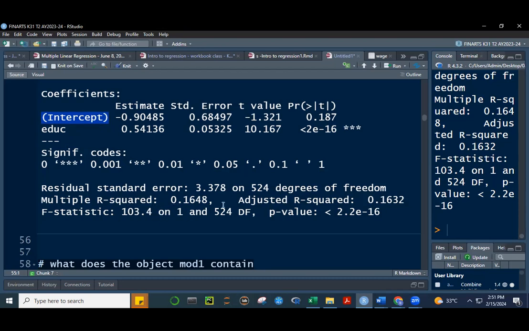Okay, we also learned that we have the multiple R squared or adjusted R squared. In this case, adjusted R squared is 16.32%, which means that your model using education can explain 16.32% of the variability of your dependent variable, hourly wage. What happened to the 83+%? Well, it can be explained perhaps by other variables, right?